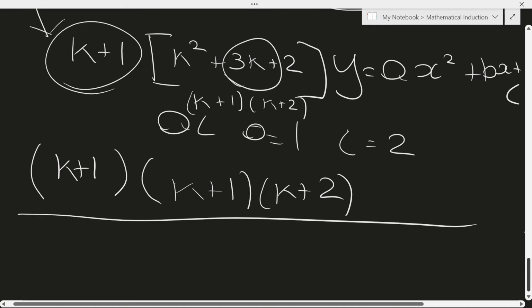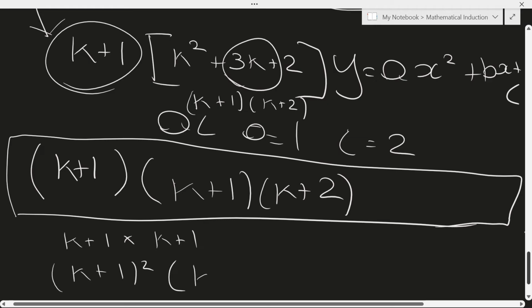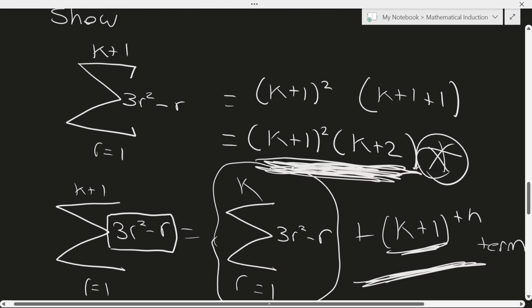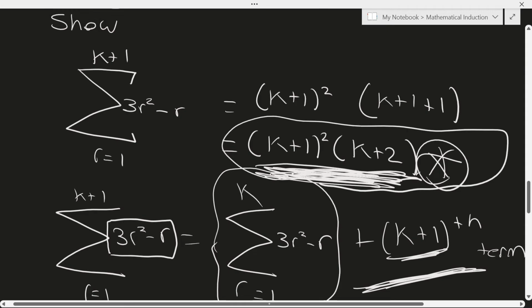And so what is this the same as saying? Right? This is the same as saying k plus 1 times k plus 1. K plus 1 times k plus 1 is the same as saying k plus 1 squared. So k plus 1 squared times k plus 2. And if you notice, this is the exact same thing as we found up here. This is the thing that we're trying to work for over here. We're trying to work for this equation, and we're able to get it successfully.